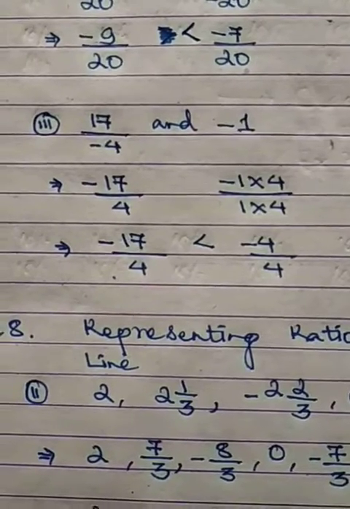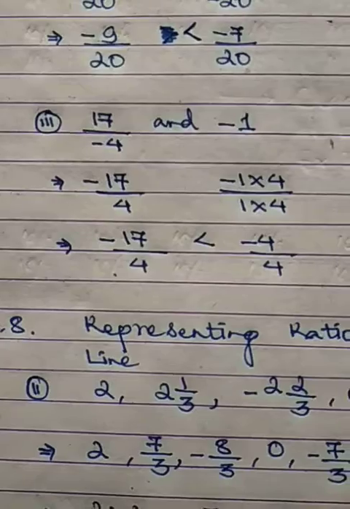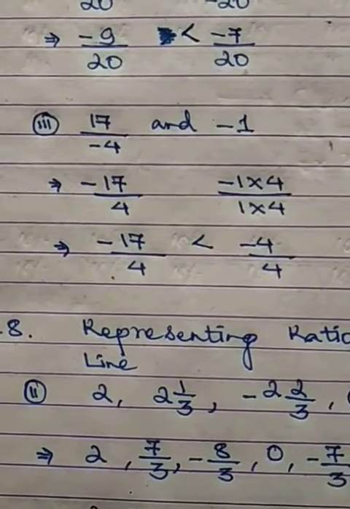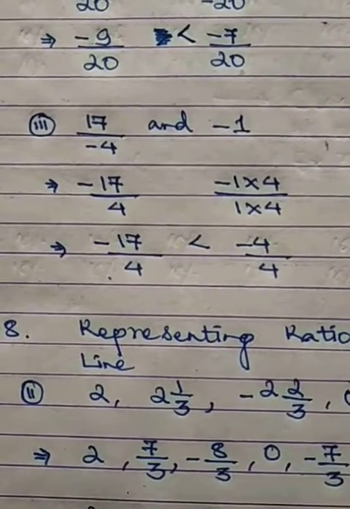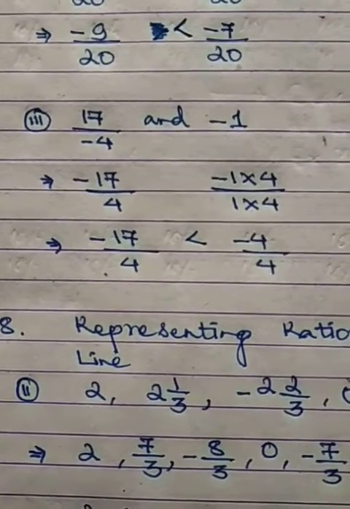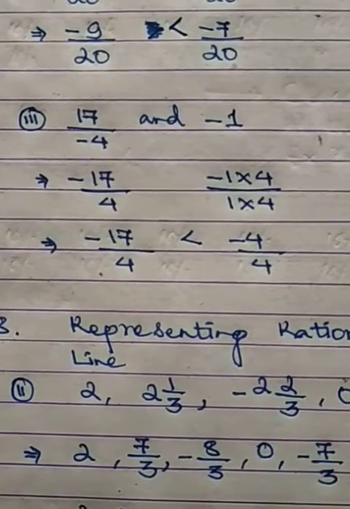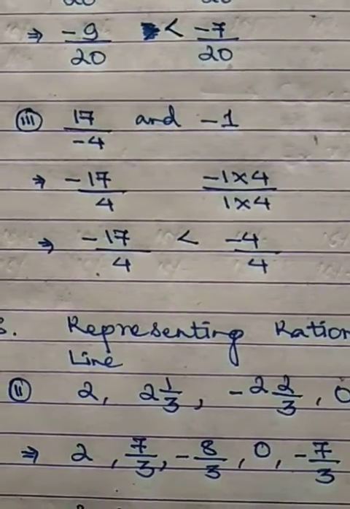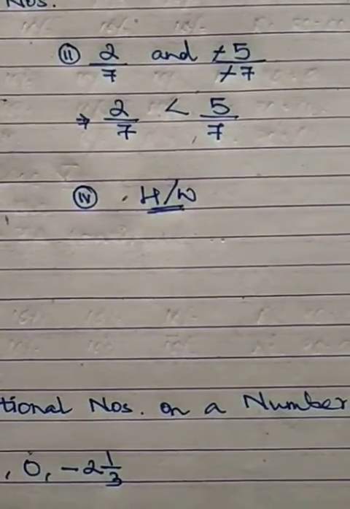So after that, the third step, what we got is minus 17 divided by 4 and minus 4 divided by 4. Now what we have done here is we have converted both the fractions to like fractions, and the numerators we have are minus 17 and minus 4. So comparing the numerators, we get to see that minus 4 is greater than minus 17. And the fourth one is your homework.